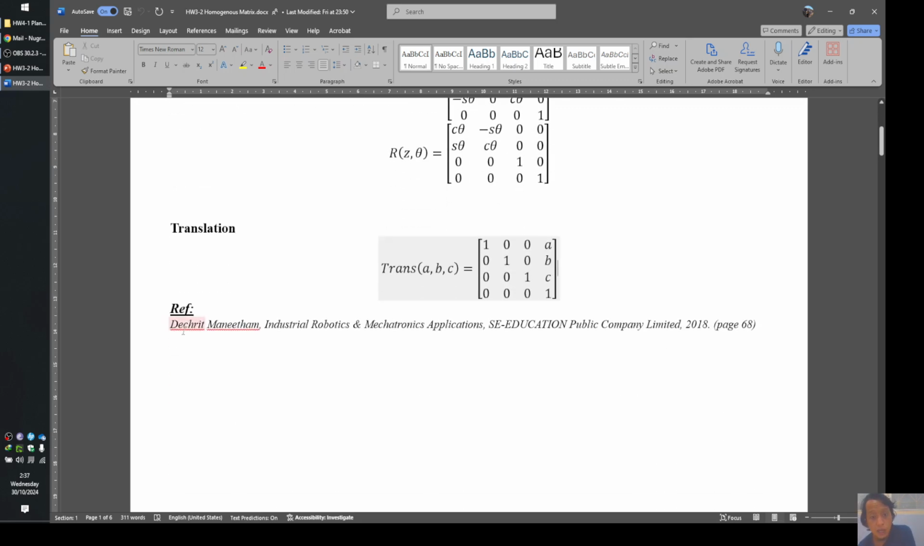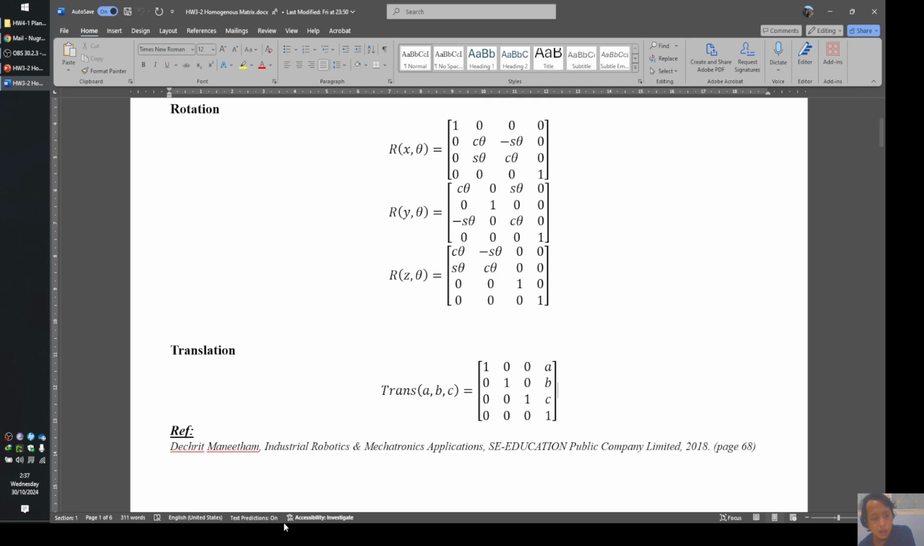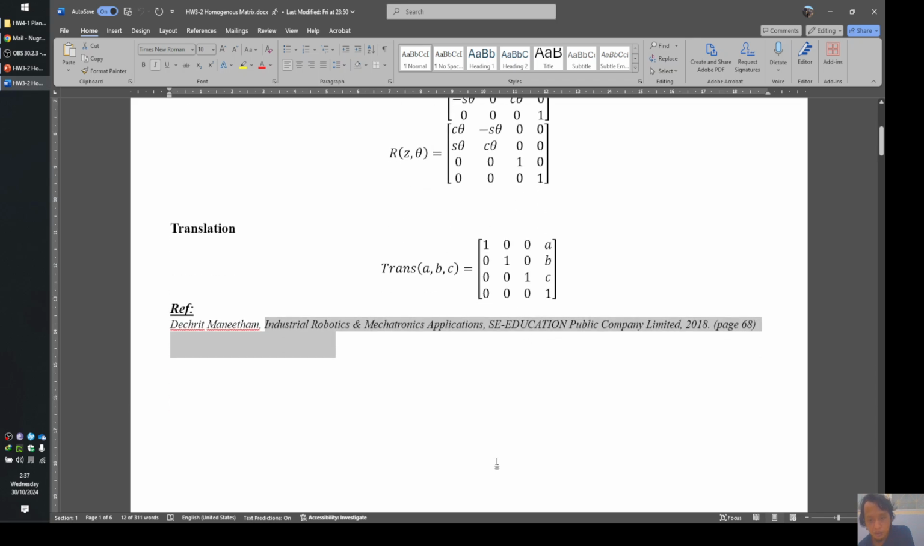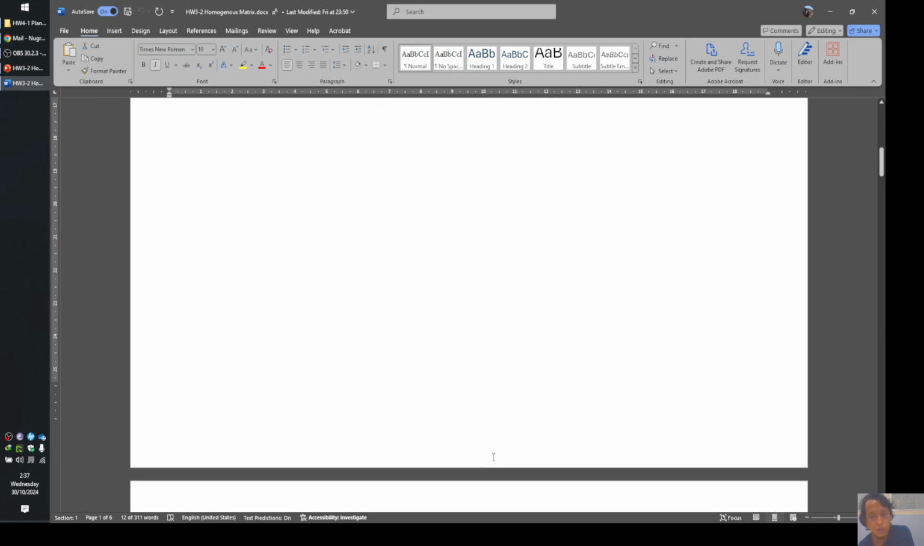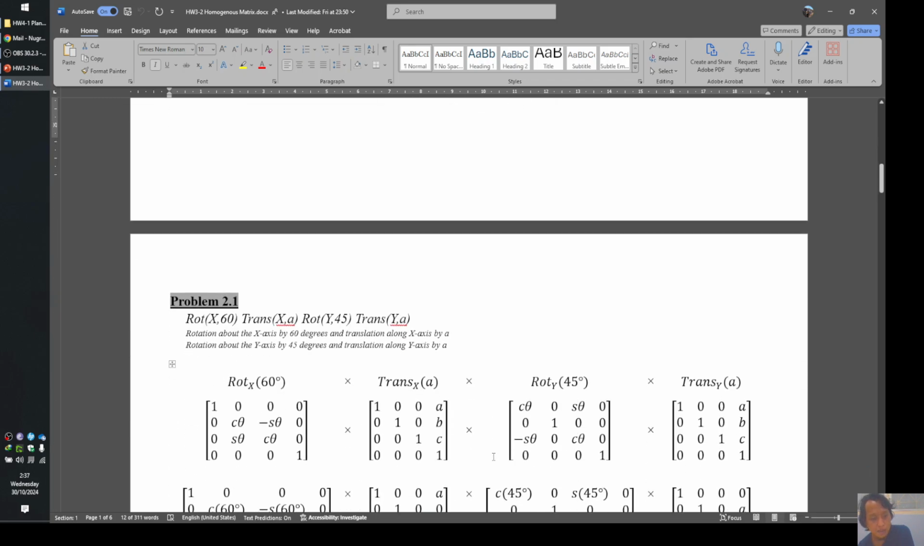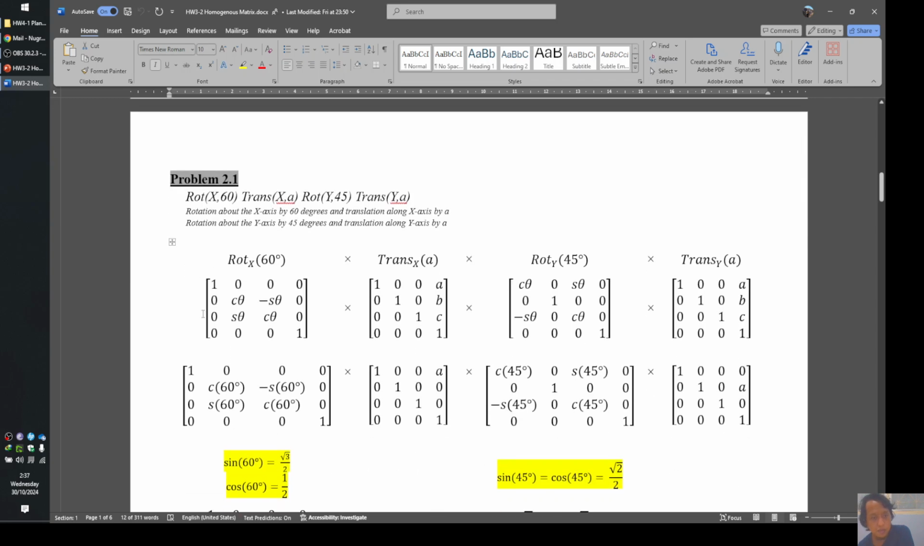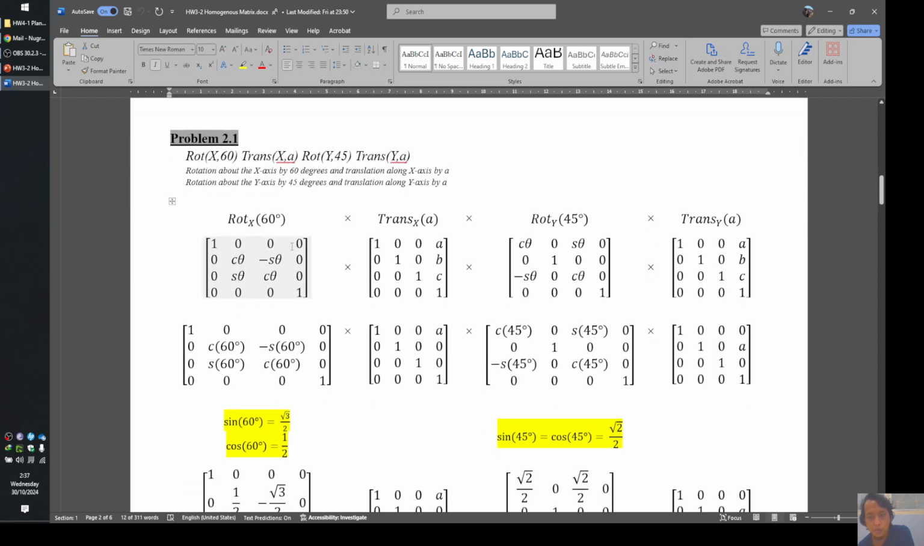This template is from our beloved Dr. Dekrit Manitam, in his book published by C Education Public Company in 2018. Now I get back to the problem.